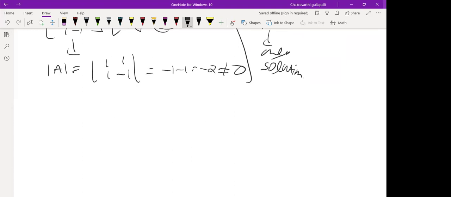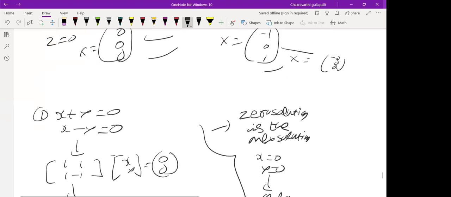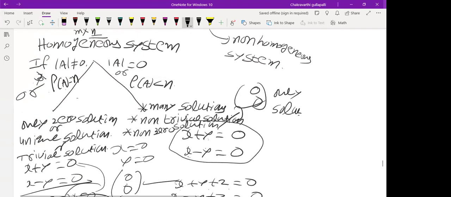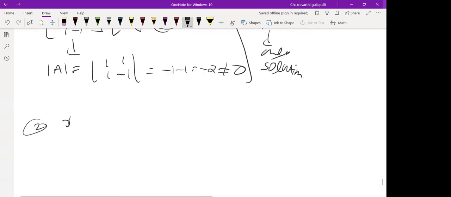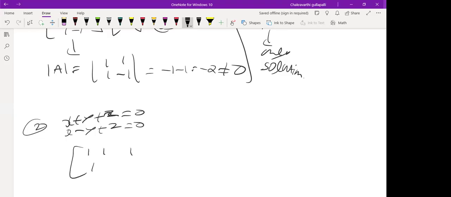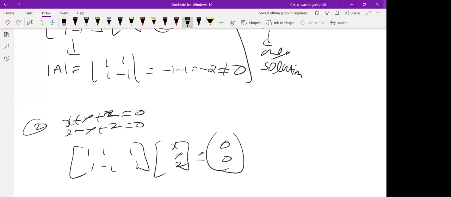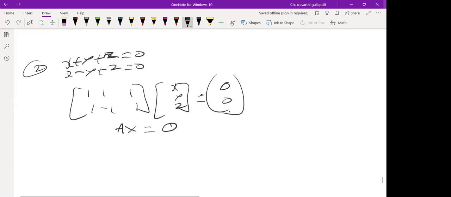Okay. And earlier, here, one equations, x plus y plus z equal to 0, x minus y plus z equal to 0. Let us solve that. Write this in the form of a matrix: 1, 1, 1; 1, minus 1, 1, times x, y, z equals 0, 0. This is in the form Ax equal to 0. What is the order of the matrix? It is 2 by 3. n is 3.